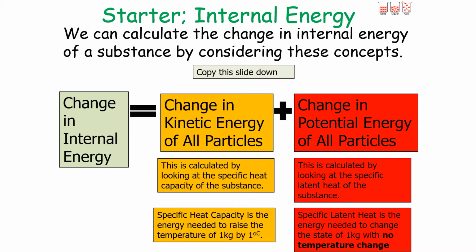Now the specific heat capacity of a substance is the energy needed to raise the temperature of 1 kilogram of the substance by 1 degree Celsius, whilst the specific latent heat is the energy needed to change the state of 1 kilogram with no temperature change.